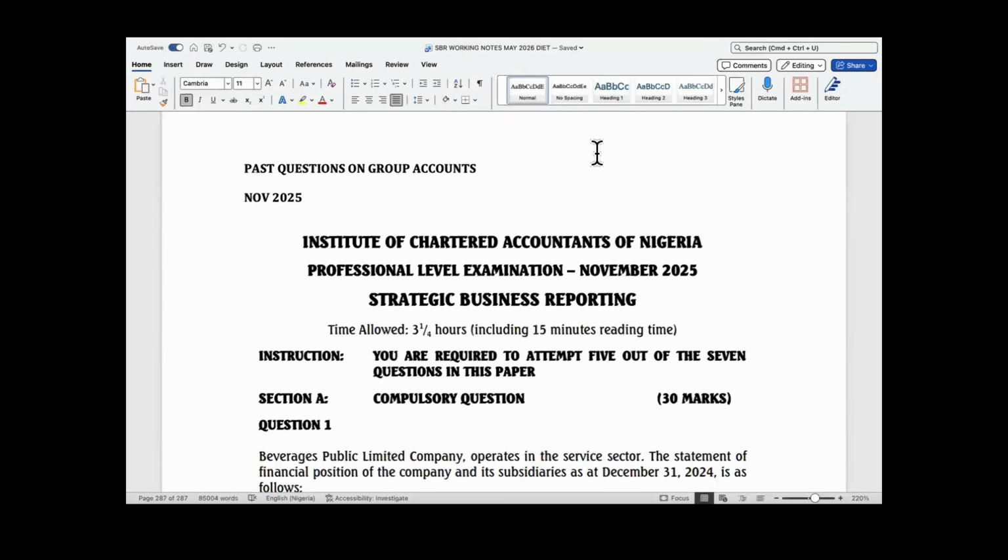So good evening, everyone. Tonight we're going to be looking at, we'll start solving past questions on firstly consolidated account, just to apply all of the principles that we have learned and see how you can apply them in your exam questions. And today we are going to be solving that of November 2025, which is last diet.